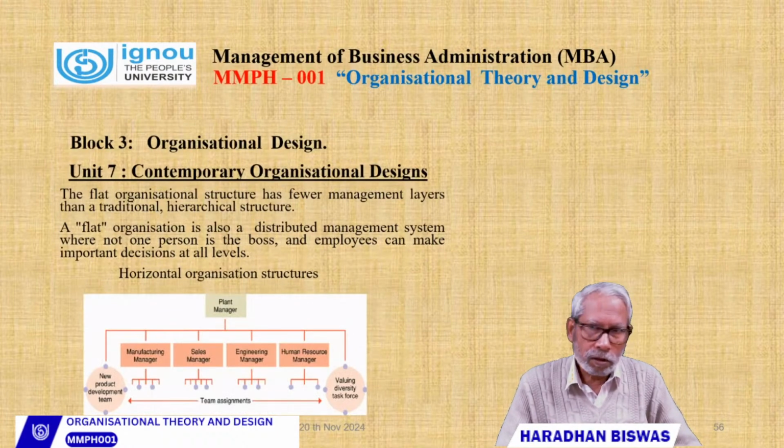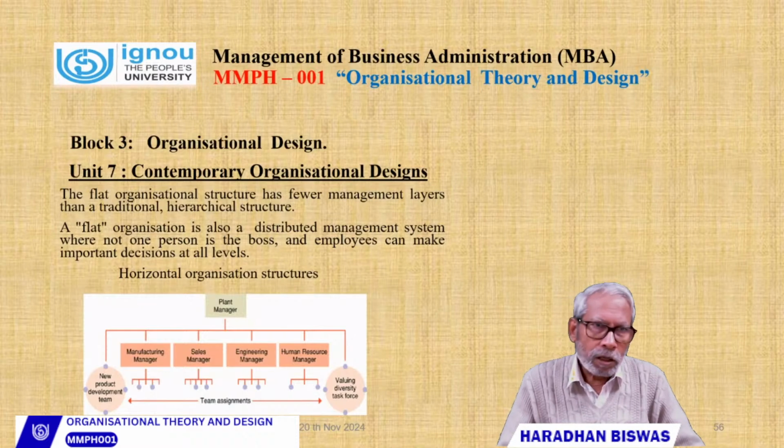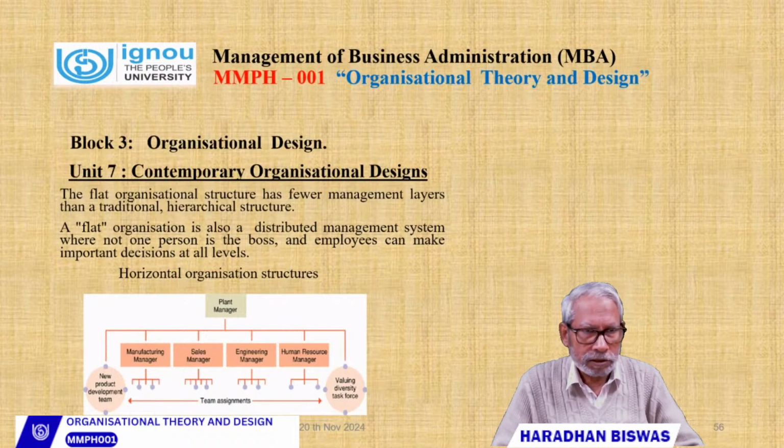Then contemporary organizational design. In this case, you see flat organizational structures. You can see the horizontal structure as well, where the boss is one, and the plant manager, manufacturing manager, sales manager, engineering manager, and human resource managers are reporting. So important decisions are made at all levels, and finally it is reported.